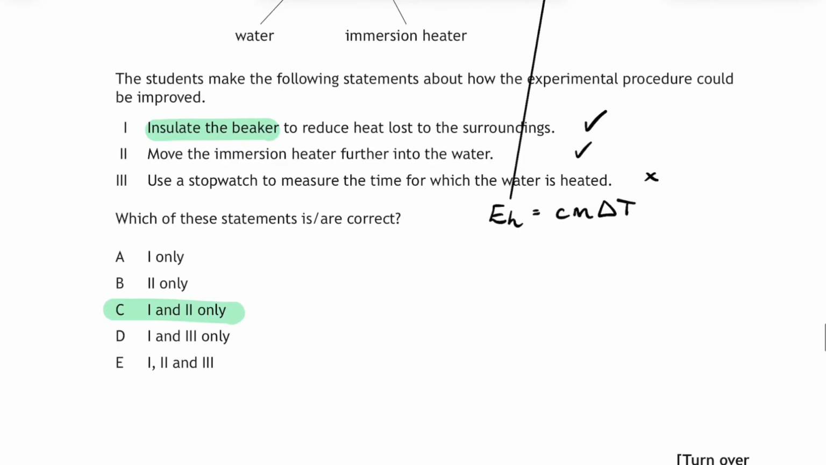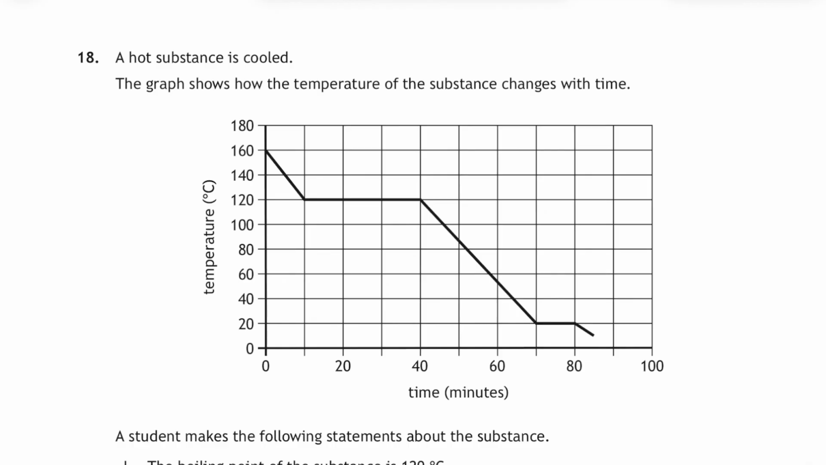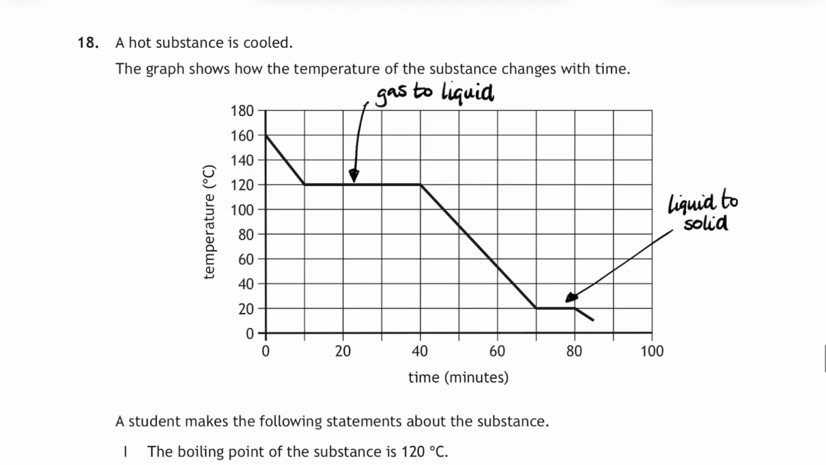Okay, moving on, question 18. A hot substance is cooled, and the graph shows how the temperature of the substance changes with time. And there's two flat regions on this graph as it's cooling. So the first flat region must be when it's changing from a gas to a liquid with no temperature change. And the second flat region must be when it's changing from a liquid to a solid with no temperature change.